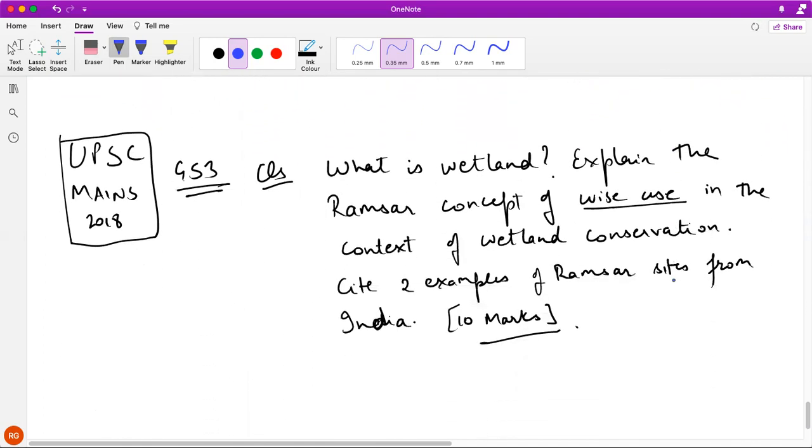Okay, and this was a question basically UPSC had asked in 2018 mains. What is wetland? Explain the Ramsar concept of wise use in the context of wetland conservation. Cite two examples of Ramsar sites of India. So we have covered all the aspects. Okay. So I hope this session was really helpful to all of you. We have covered the wetland topic comprehensively, and you must have learned a lot out of it and how to attempt such environment related questions. This general pattern you will find is applicable to all topics of environment.